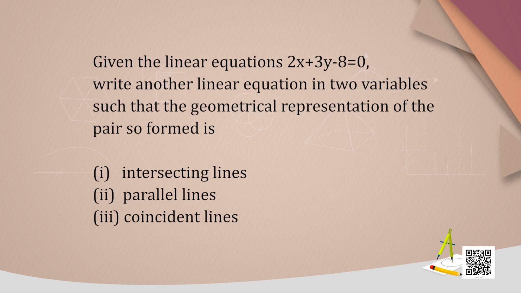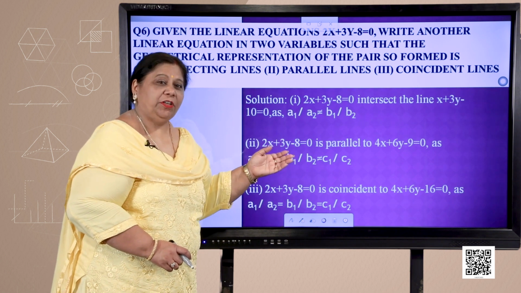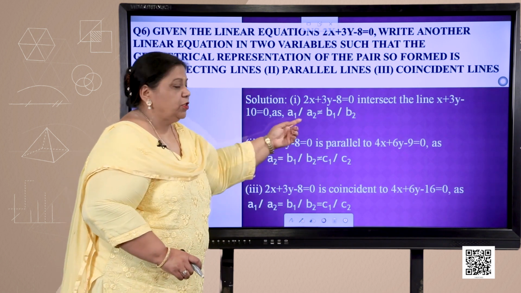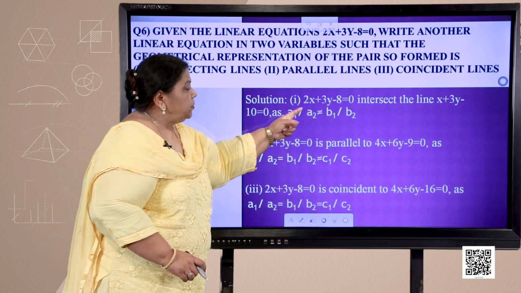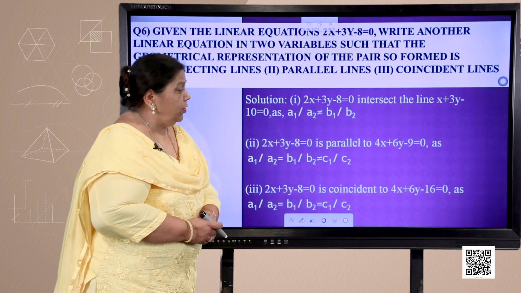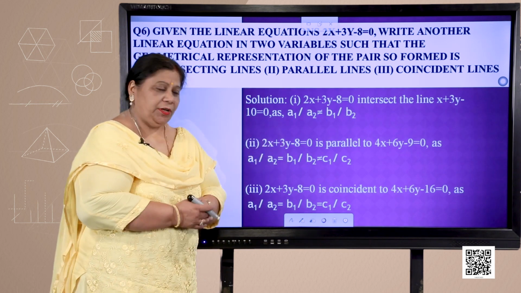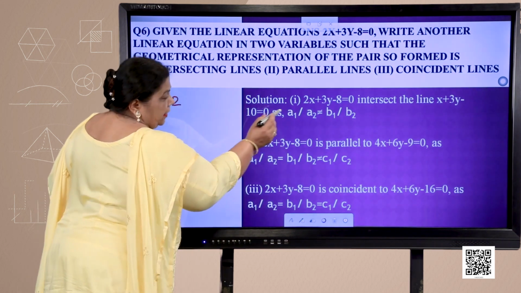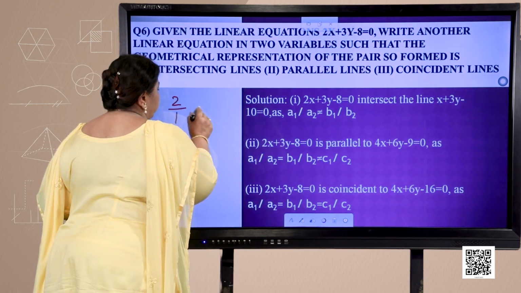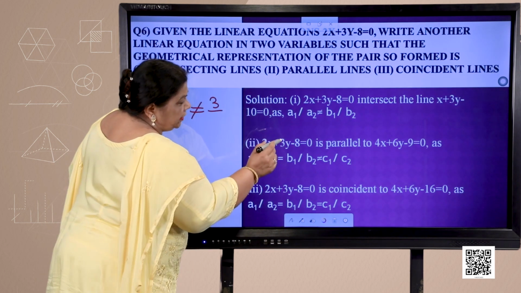So, we have the equation 2x plus 3y minus 8 is equal to 0. For this, let us look into the condition for unique solution: a1 upon a2 is not equal to b1 upon b2. In this case, for 2x plus 3y minus 8 is equal to 0, we have taken the equation x plus 3y minus 10 is equal to 0. Look here, I have got a1 as 2 and a2 is 1, which is not equal to b1 is 3 and b2 is 3.